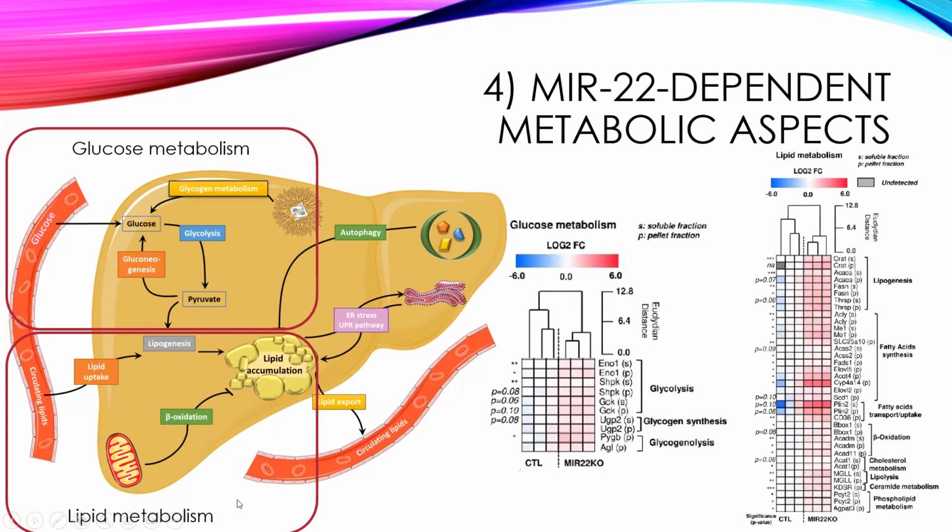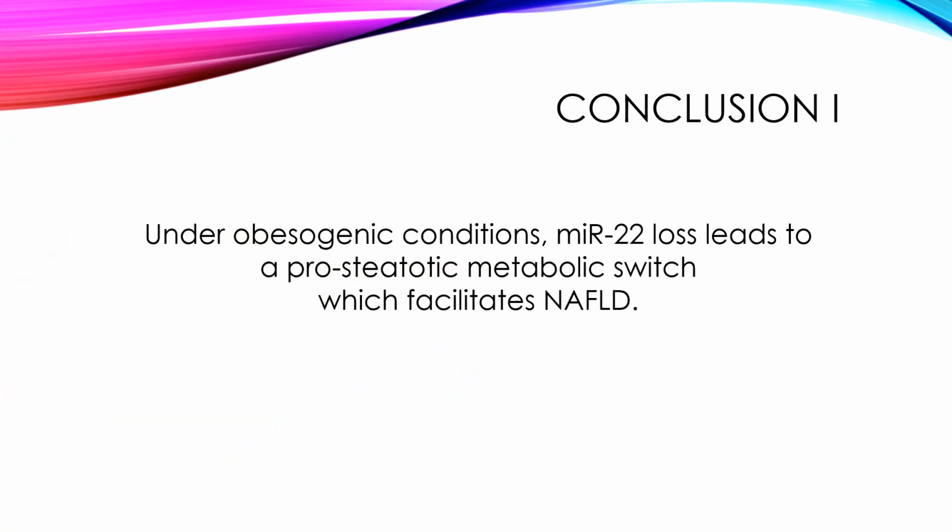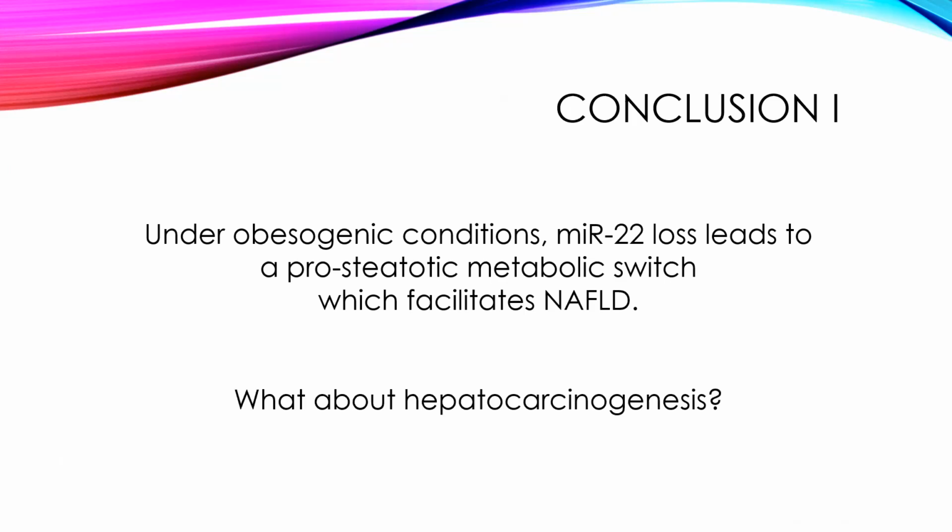And when we looked at the lipid metabolism, there were genes that were mostly involved in lipid synthesis, fatty acid synthesis, fatty acid uptake, all of these factors that can actually contribute to NAFLD progression. So in this first conclusion, we can say that under obesogenic conditions, miR-22 loss can lead to a steatotic metabolic switch, which can facilitate NAFLD progression. So that was the first question, but then we were wondering if microRNA-22 can also contribute to hepatocarcinogenesis in these mice.